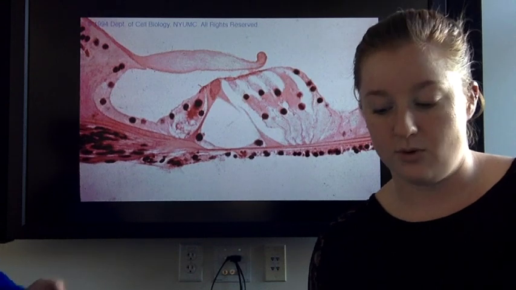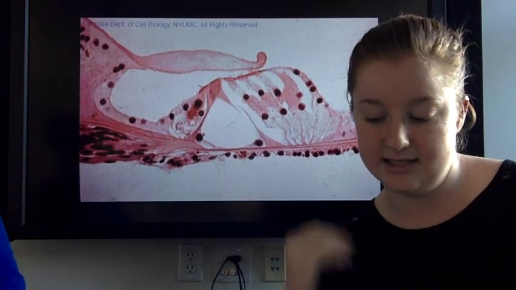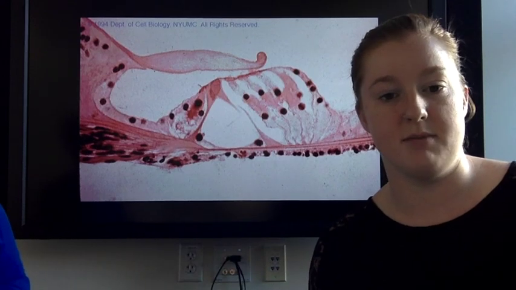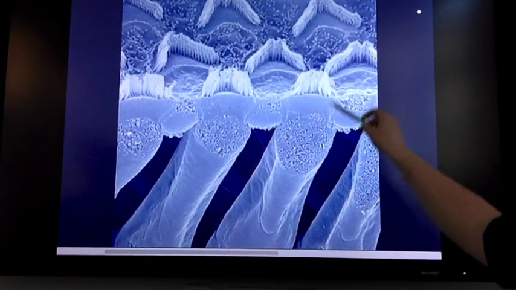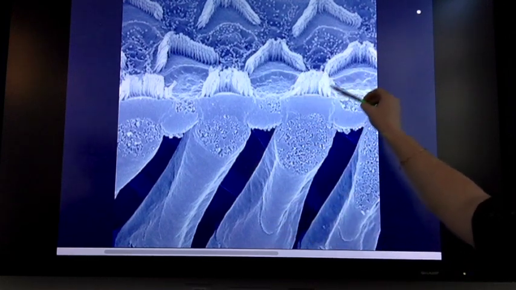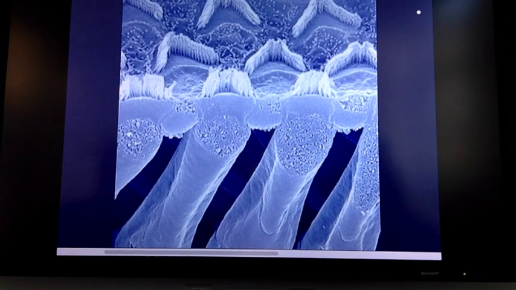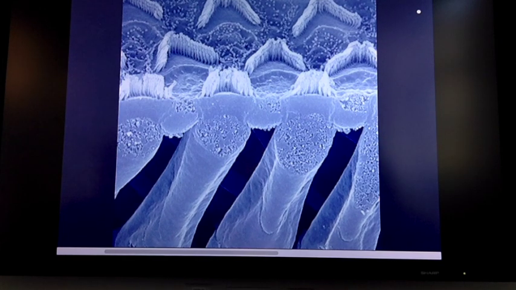And then we have the tectorial membrane, which is a gelatinous membrane, and it contains the cilia of the hair cells which are embedded in it. This is a close-up picture of the outer hair cells. Right here is an outer hair cell, and on top of it are the stereocilia of the outer hair cells. The purpose of the outer hair cells is to sharpen the wave of the basilar membrane with their movement, which improves the frequency specificity of the cochlea.